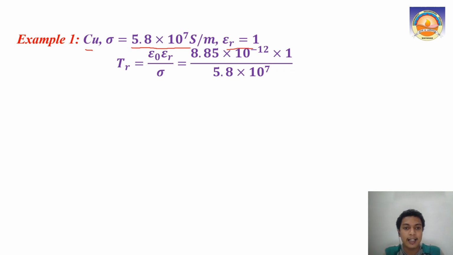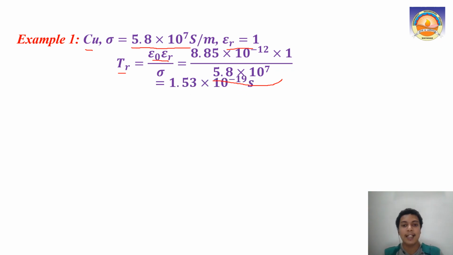So if we calculate Tr, the relaxation time, it is epsilon divided by sigma. Epsilon again is epsilon 0 into epsilon r. So our epsilon 0 is 8.85 into 10 power minus 12 farad per meter, into 1, because the relative permittivity of copper is 1, divided by the conductivity, which is 5.8 into 10 power 7.